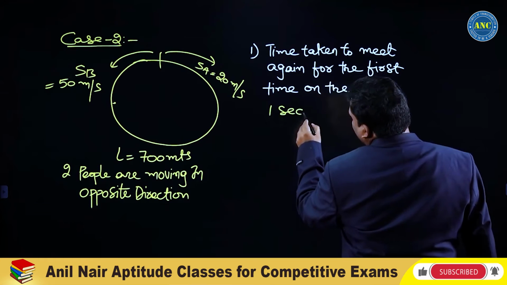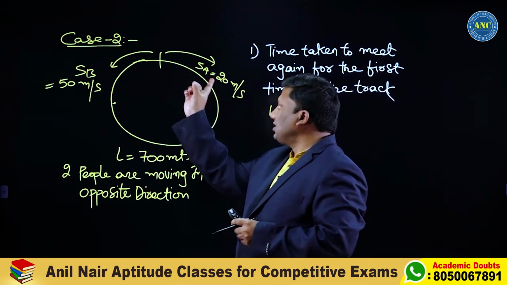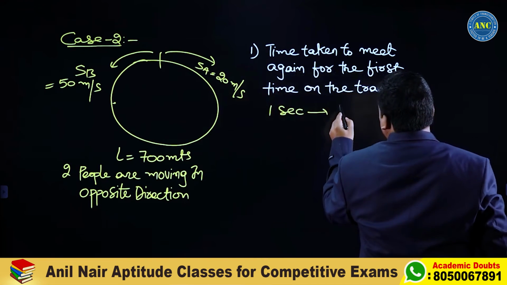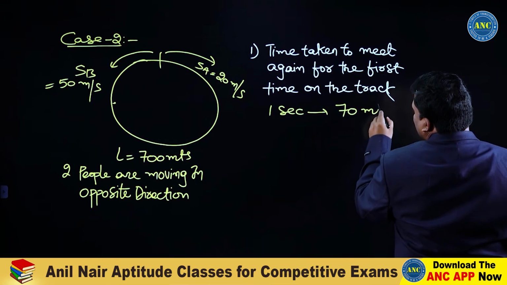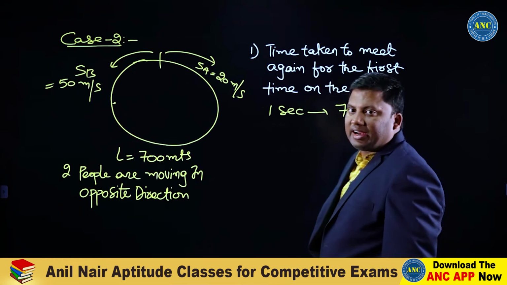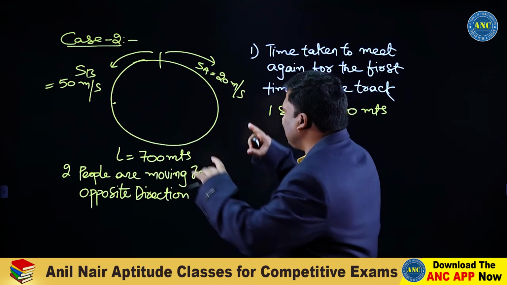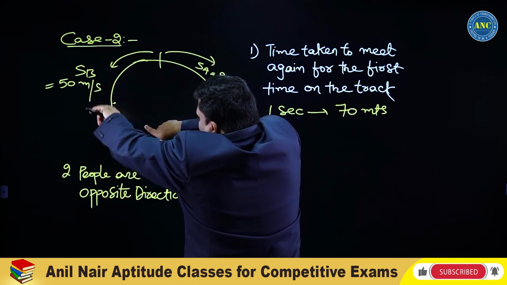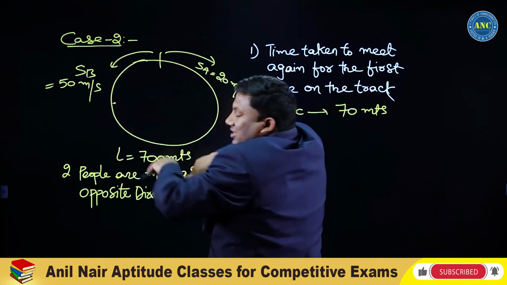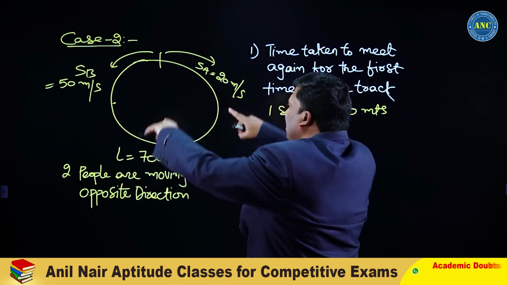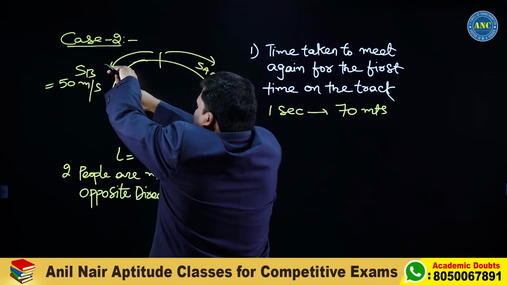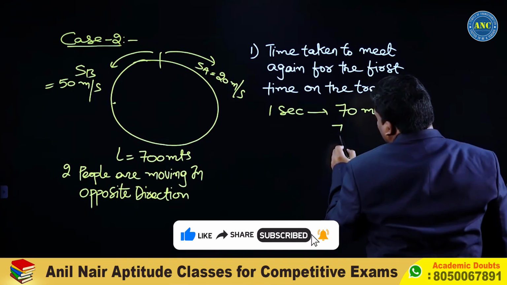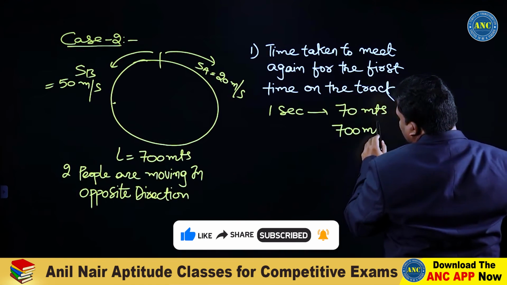After 1 second, A will travel 20 meters and B will travel 50 meters. So after 1 second, both of them have traveled 70 meters. See here, both are coming in opposite directions. Wherever they meet, if one covers x, the other covers 700 minus x. The total distance has to be 700. So the total distance they need to travel to meet is 700 meters.